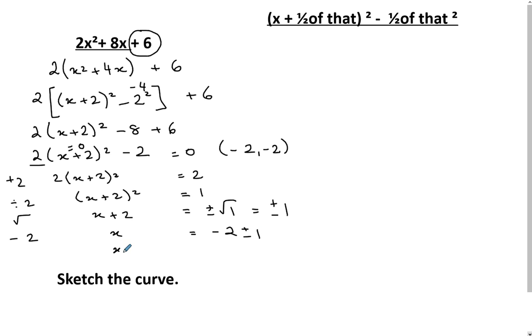So x equals minus 2 plus 1, which is minus 1, or x equals minus 2 minus 1, which is minus 3. So let's go here. So that's your y-intercept. Those two are your x-intercepts, and that is your minimum point. So let's sketch the curve and see all the points.